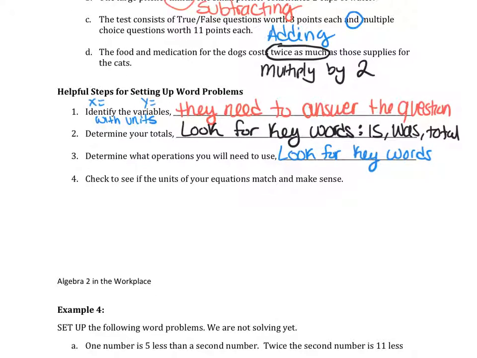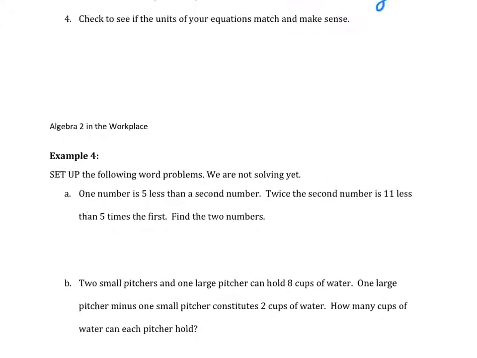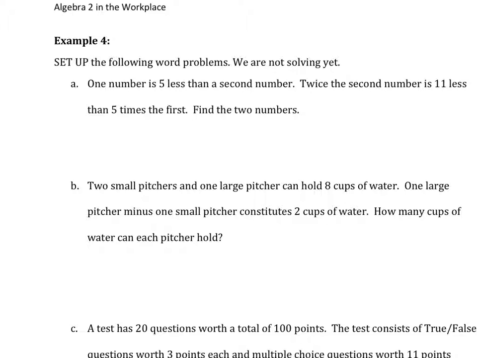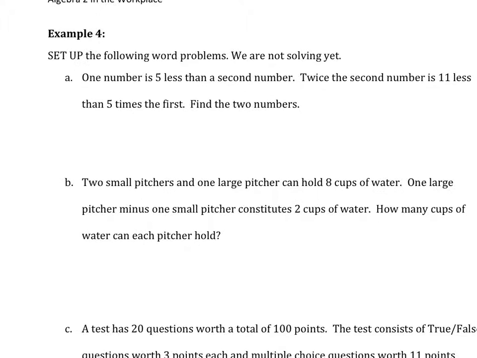Okay, so let's do an example. All we're going to do is set up the word problems. We're not solving anything yet. Our first one says one number is 5 less than a second number. Twice the second number is 11 less than 5 times the first. We want to find the two numbers.